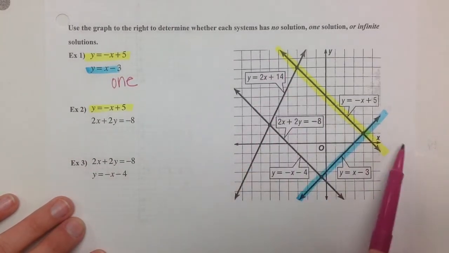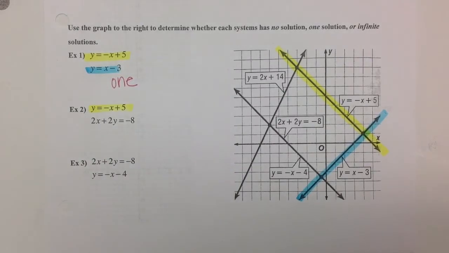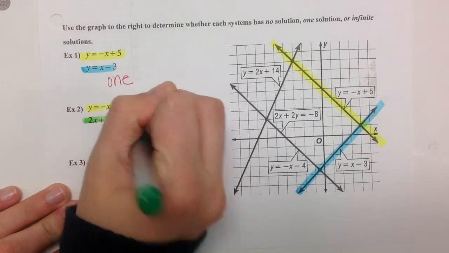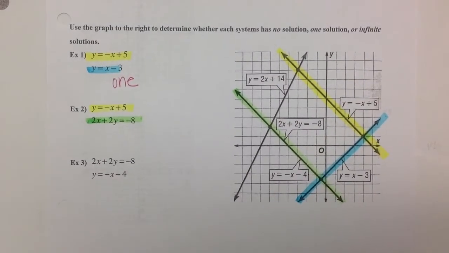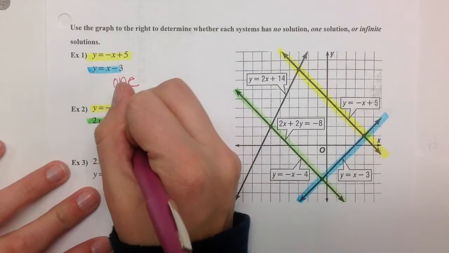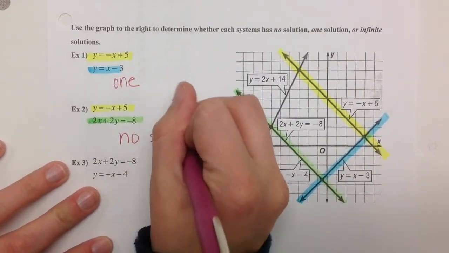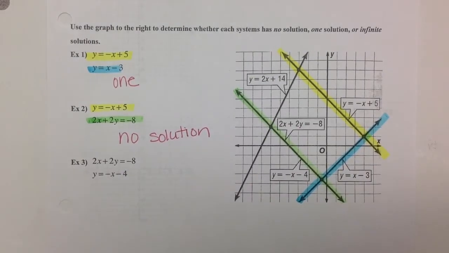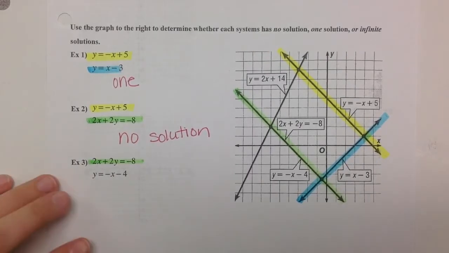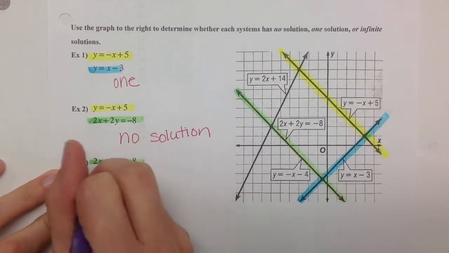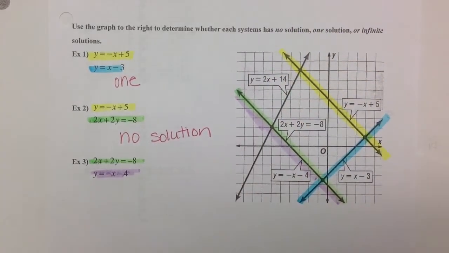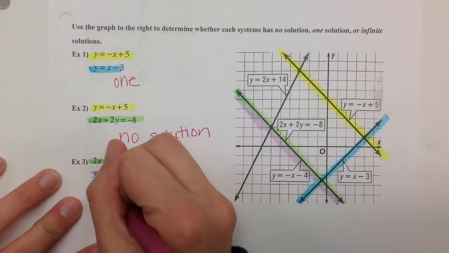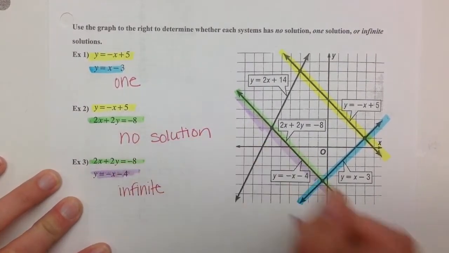For number two, we already highlighted the negative x plus 5. The next one that we're looking at is 2x plus 2y equals negative 8, which is this line right here. If we look at those two, the yellow and the green, those appear to be parallel lines, which means there is no solution. And the last part, we're looking at that 2x plus 2y equals negative 8 again. And the other line, negative x minus 4, you'll notice is actually pointing to the exact same line there, which means it has infinite solutions.